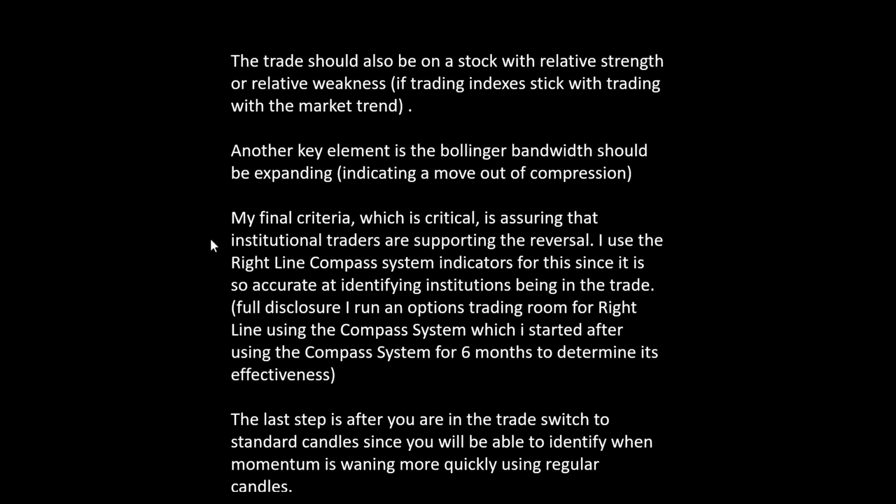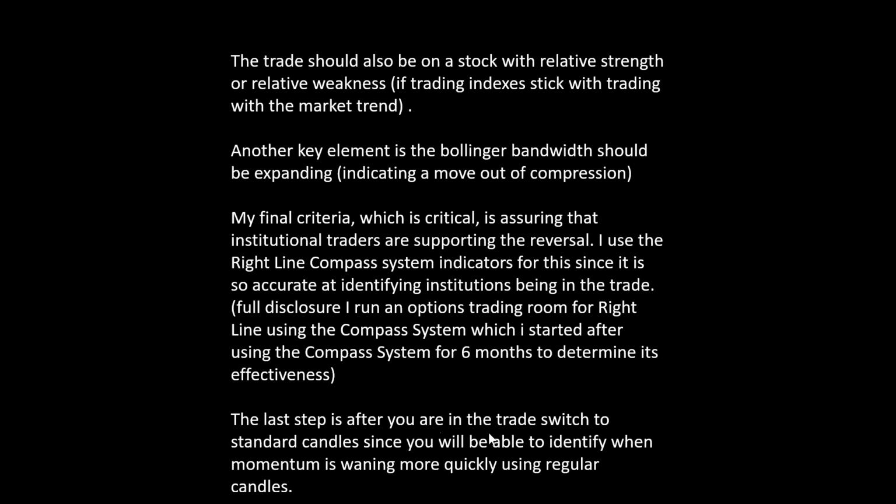This is where we look at any kind of trade that we take when we've got the Compass system. We're looking at the Compass system to tell us that the institutions are in that trade. The Heiken-Ashi candle basically comes into play after we've determined that the institutions are in the trade.